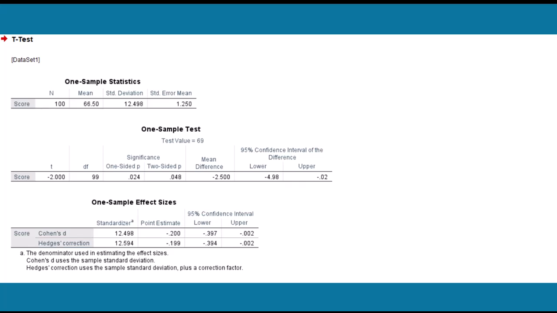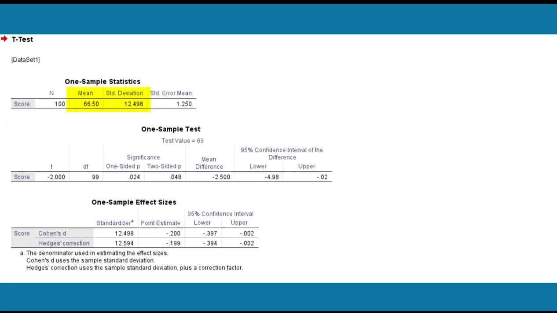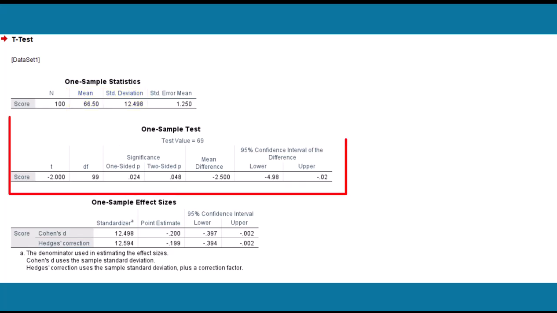As you can see, SPSS produces three tables. The first provides some basic statistics about the sample. The mean and the standard deviation here are the most relevant ones. Our test value 69 is pretty close to the sample mean, but the real question here is: is the difference between the sample mean and the test value statistically significant? The answer to that is in the second table.